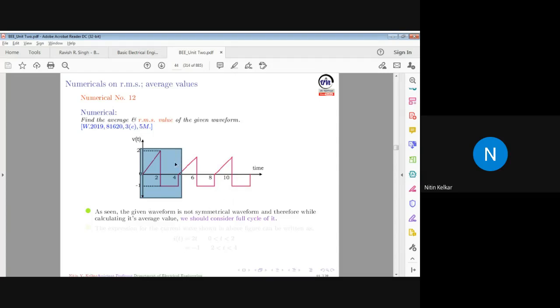I have not displayed anything related to this numerical because I just want to check how many of you are seriously solving the numericals and how many of you are just waiting for something to get displayed on the screen. So purposely I am not going to display anything on the screen related to this numerical except the waveform, and I have already provided you the assistance that is required.